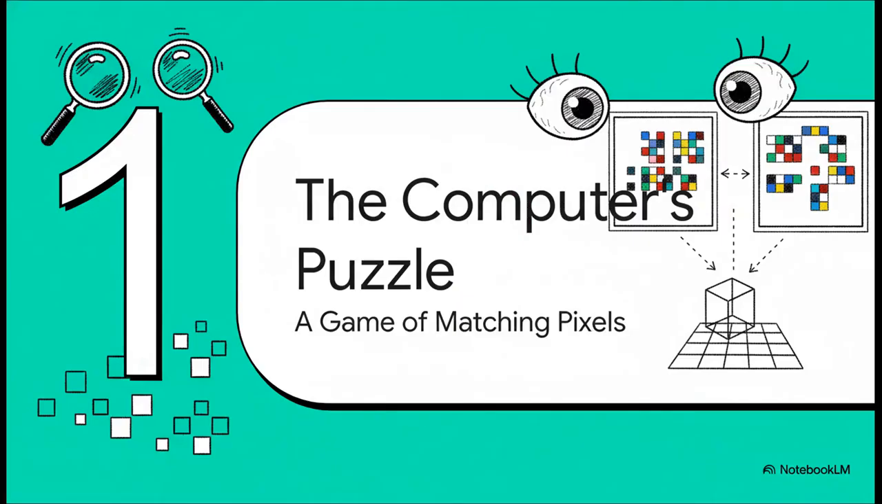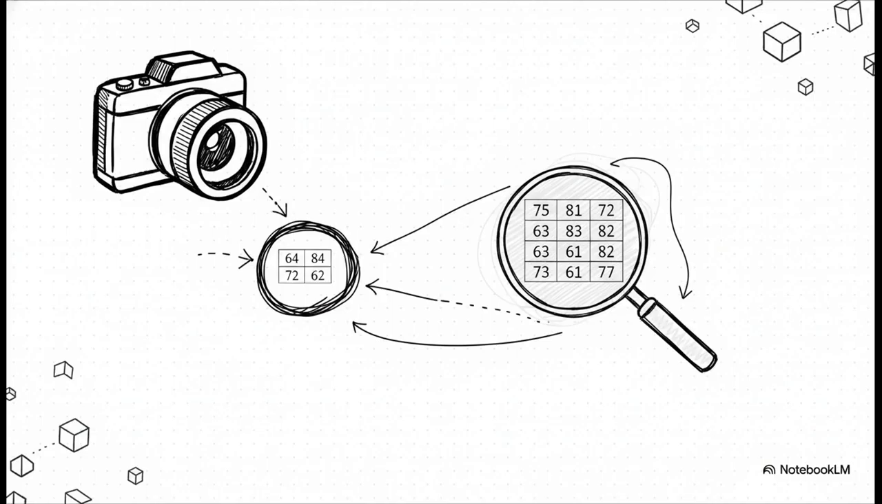To solve this massive 3D puzzle, a computer has to start with the smallest possible piece. You can think of it like it's playing a game of spot the difference, but on a microscopic level. It's trying to match these tiny little blocks of pixels between two different pictures that were taken from slightly different angles. Okay, so here's the problem boiled down to its absolute simplest form. We've got this little 2x2 block of pixels from one camera's point of view. The computer's entire job right now is to find that exact same block inside a bigger search area from a second picture. Now, each number you see here just represents the brightness of that pixel.